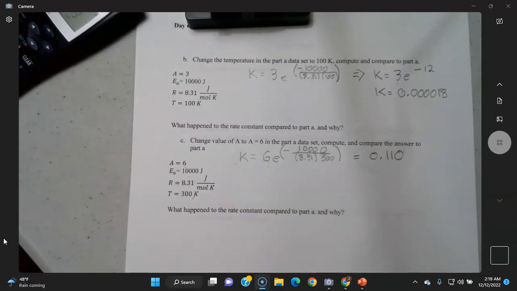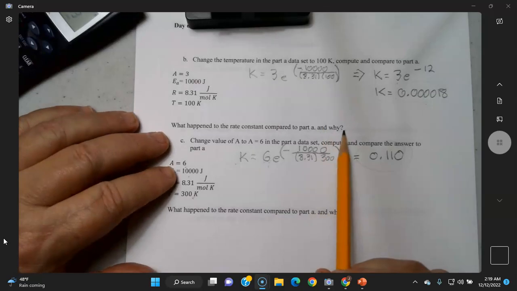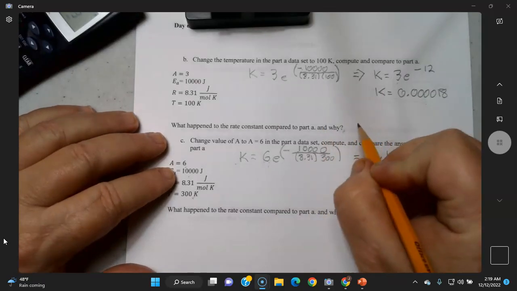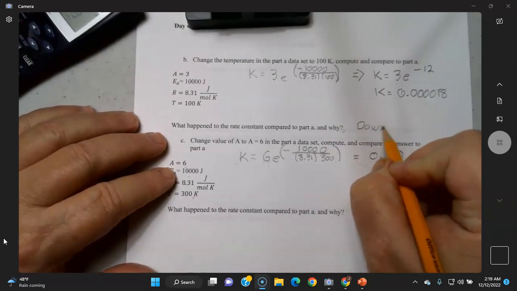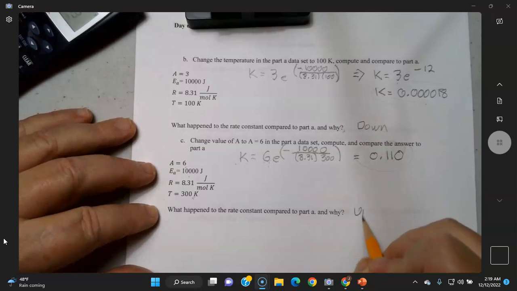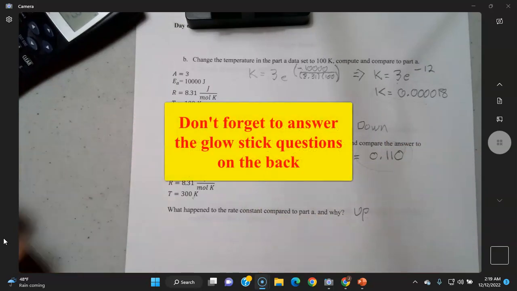Okay, what happened to the rate constant in part A? I didn't answer this. It went down. What happened to it here? It went up. Why? You double the frequency factor. How often the molecules are hitting each other, you're going to increase the rate of the reaction. Okay, that takes care of this answers video.